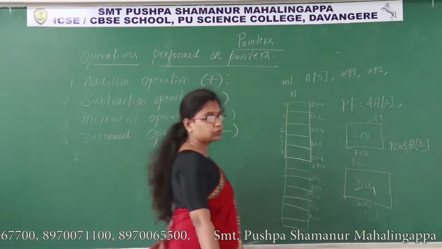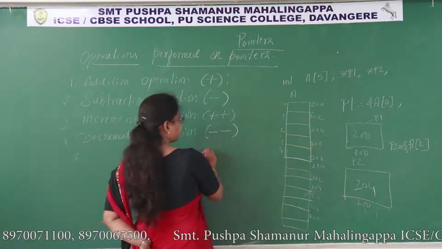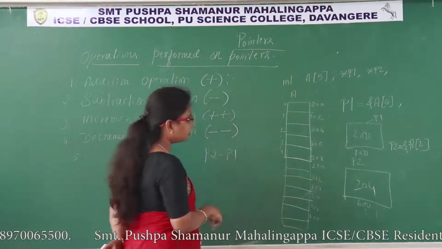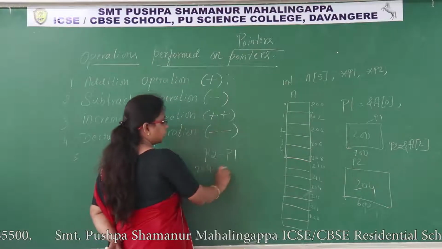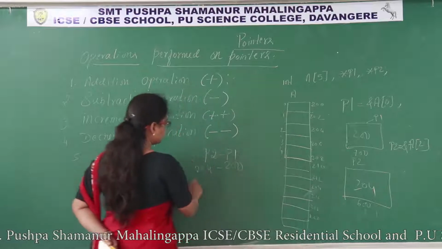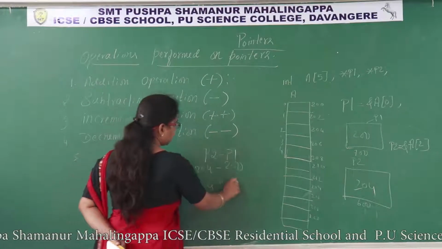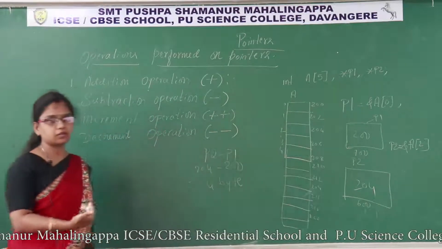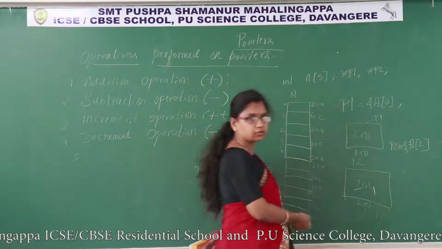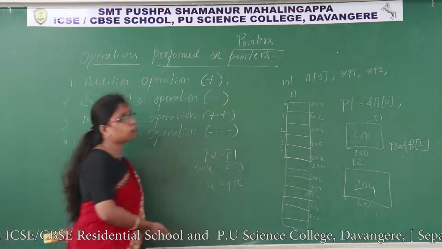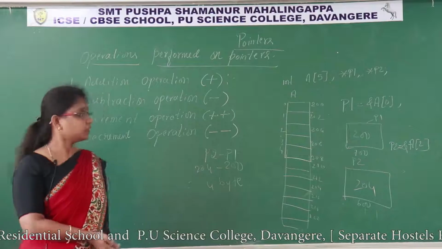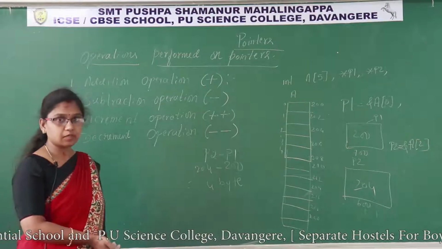Now we can subtract two pointers. So the difference we can find. P2 minus P1. What is there in the P2? 204. And what is there in the P1? 200. So what is the difference? 4 bytes. So we can find how many bytes of difference there is. Understood? So we can add two pointers or subtract these two pointers when those two pointers are pointing to the same array elements.